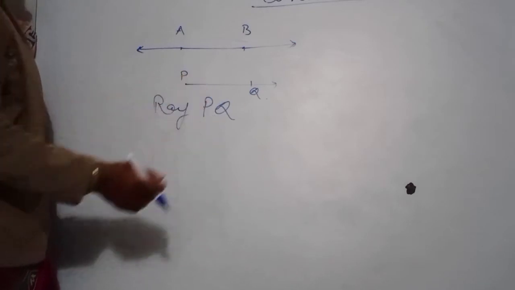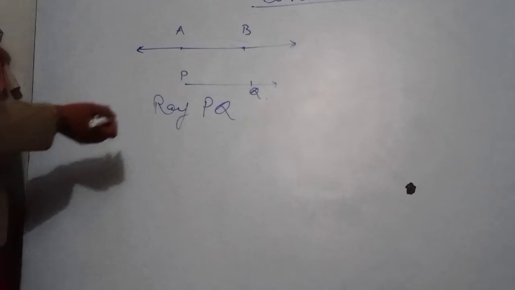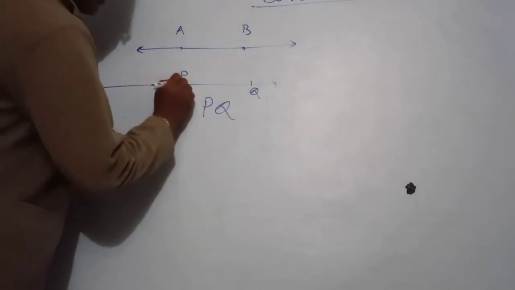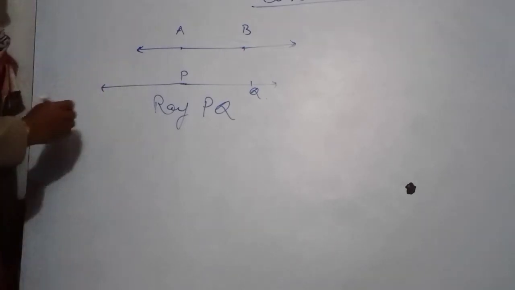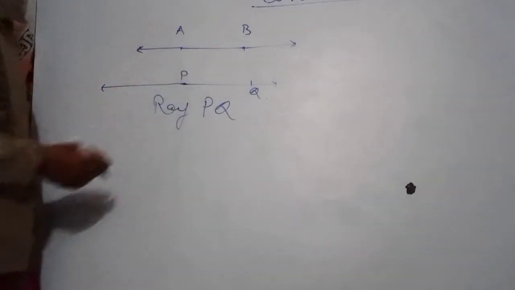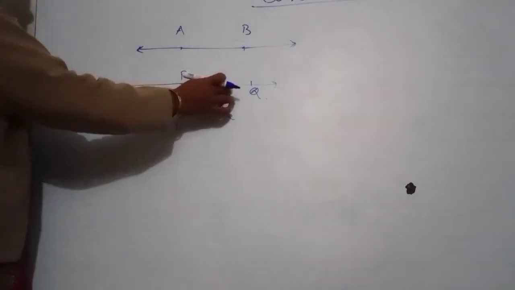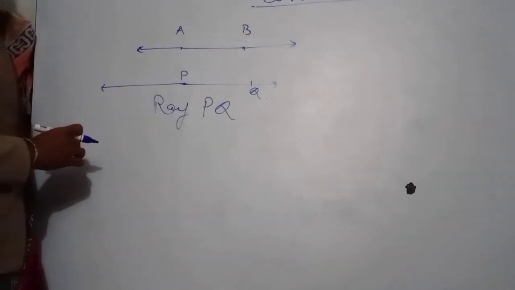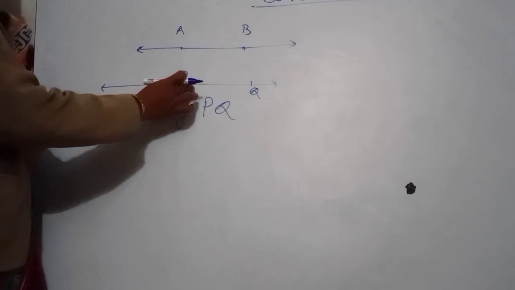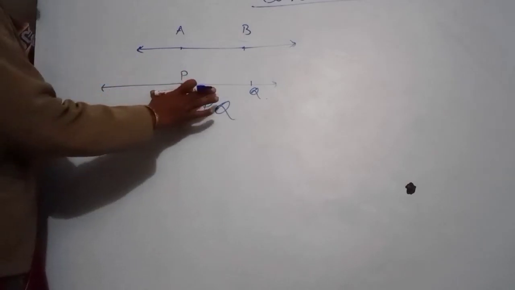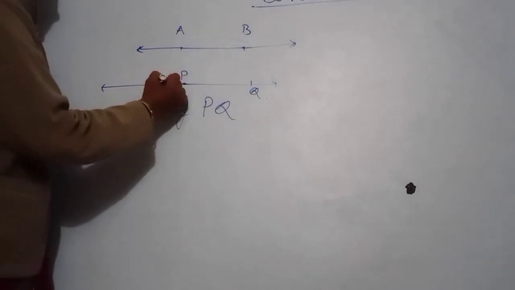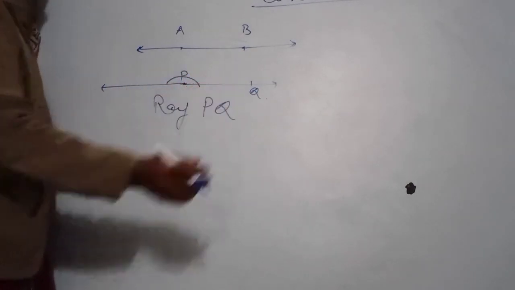Isn't it? Now, when two rays having the same origin are going in just opposite directions, then it is a straight line. A straight angle is formed here.